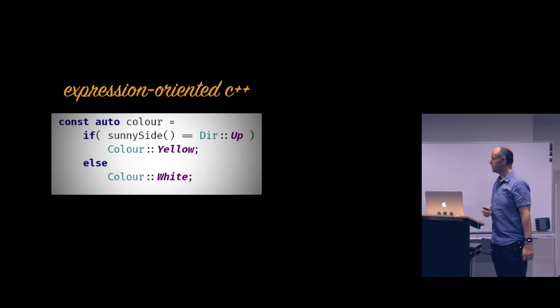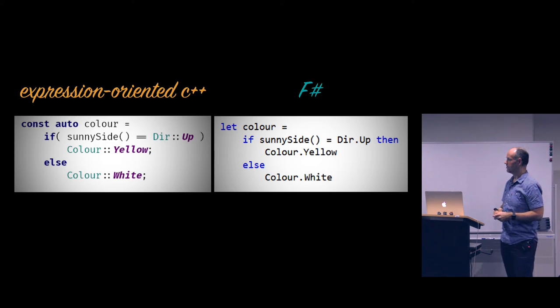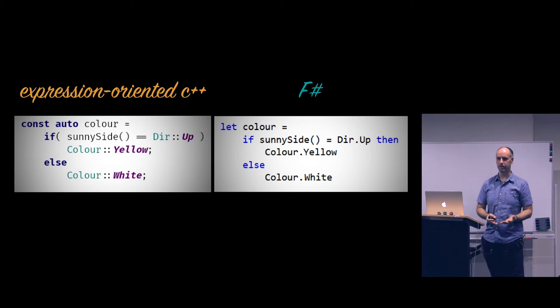And in fact, if you look at a real functional programming language, I've used the example of F# here because that's something I'm familiar with. It looks very similar to what we just looked at. This is an if expression in F#. And apart from the syntactic differences, it's basically identical. But of course, C++ doesn't work that way.